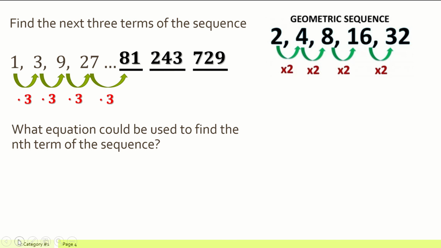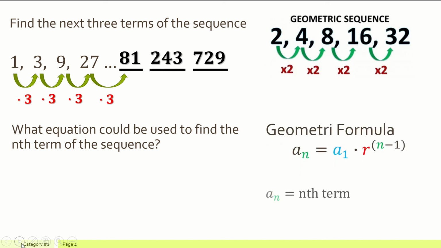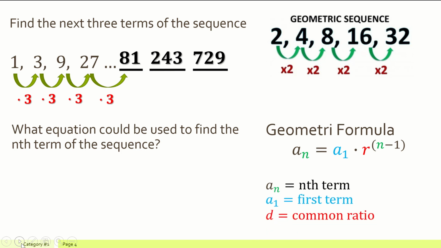What equation could be used to find the nth term? Once again, we wouldn't want to multiply by 3 if it was asking to find the 200th or 300th or 400th term, if there's a lot of terms that we have to find. So once again, we have a geometric formula to help us do that. It's a sub n equals the first term, very similar to how the arithmetic starts. But now instead of adding the common difference, we multiply by the common ratio r and raise that to the n minus 1.